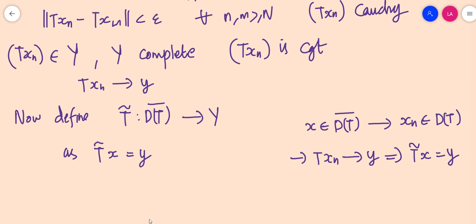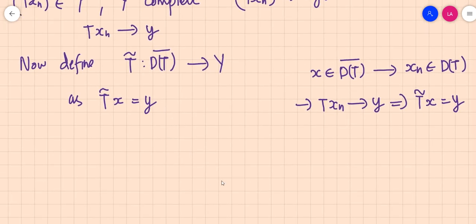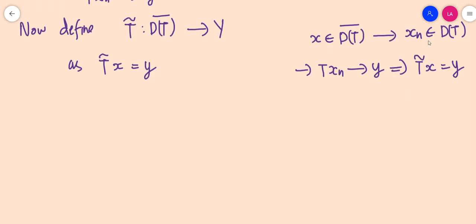Now we have to establish that T tilde is independent of the choice of this xn. Corresponding to x, we have defined a particular choice of xn. For that, we have to choose two sequences xn and yn such that both of them converge to x. Then their images T of xn and T of yn should also be converging to the same point. So let xn converge to x and yn converge to x, where x is an element of D(T) closure.